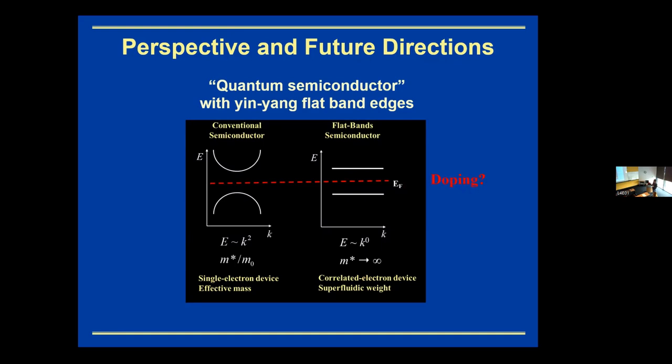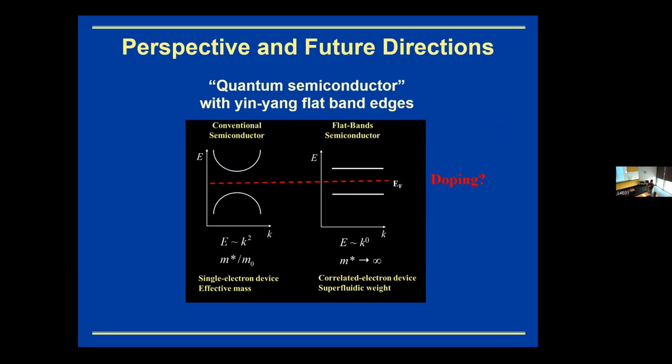In the conventional case, the transport carriers are described by single-electron devices or effective mass theory. In this case, however, the transport is dominated by correlation, or electron-electron interaction effects. So the so-called quantum materials are basically characterized by two properties: topology and interaction, or correlation. So flat band covers both in that context.